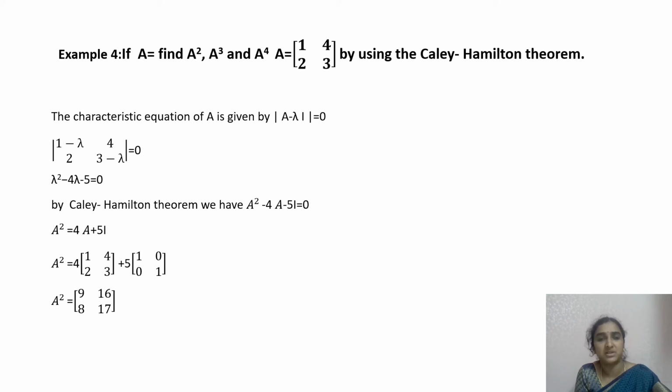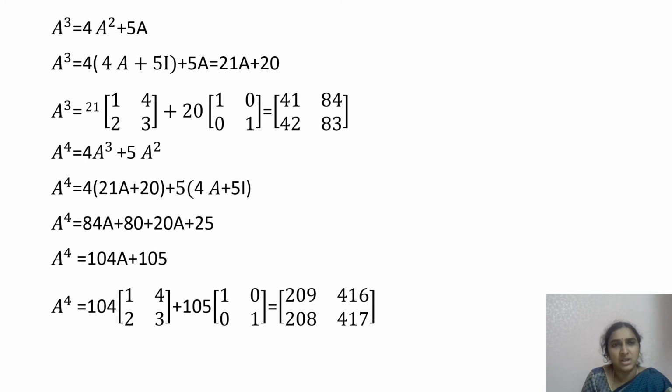Hence by Cayley-Hamilton theorem we have A square minus 4A minus 5I is equal to 0. Hence A square would be equal to 4A plus 5I. A square is equal to 9, 16, 8 and 17. Now A cube is equal to 4A square plus 5A. Now A cube is equal to 4 times A square, which is 4A plus 5I, plus 5A. That would result in 21A plus 20I. Now A cube is equal to the matrix 41, 84, 42 and 83.